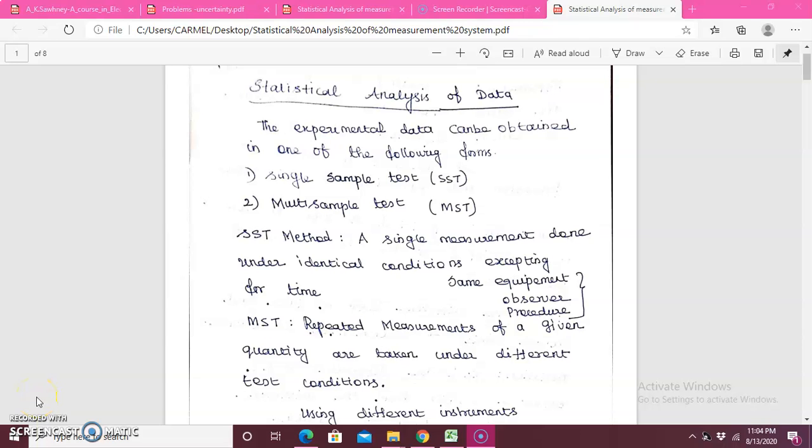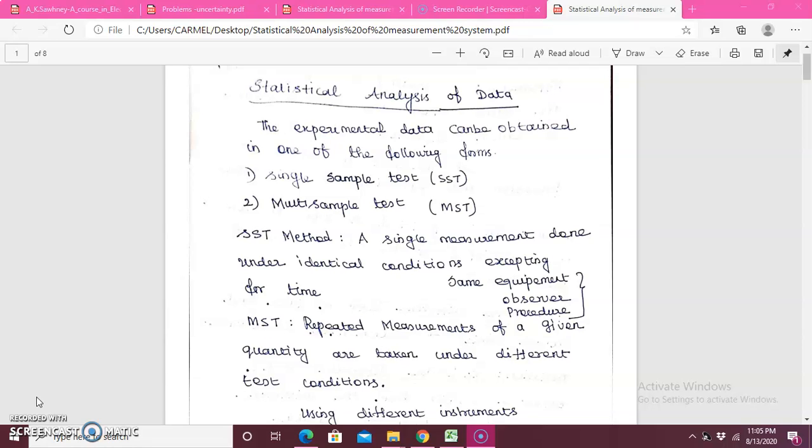Today's topic is about statistical analysis of data. What is statistical analysis of data? Why are we going for statistical analysis of data? Statistical analysis of data is nothing but a procedure for performing various statistical operations. That is what statistical analysis is.